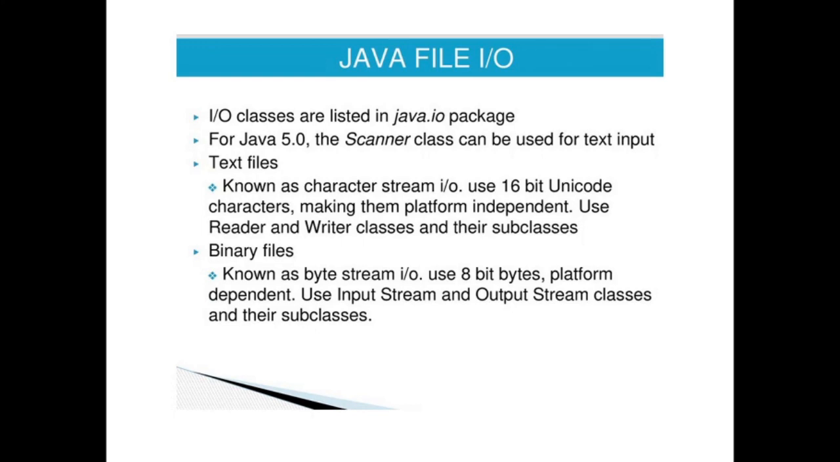And the text files, known as character streams input output, use 16-bit Unicode characters, making them platform independent. Use Reader and Writer classes and their subclasses. In case of text files, we need to use Reader and Writer classes. We'll come across them. And in case of binary, we use InputStream and OutputStream classes and their subclasses. So there is a clear distinction between the classes that are used for reading and writing information in a text file and a binary file.